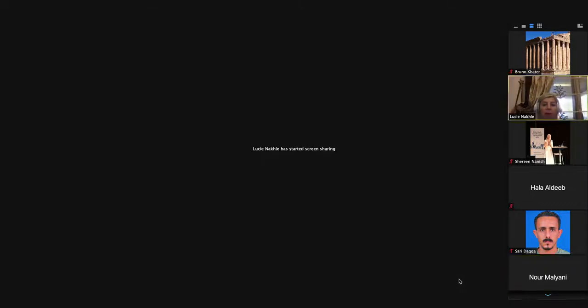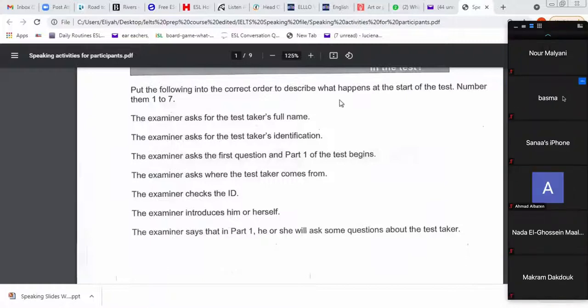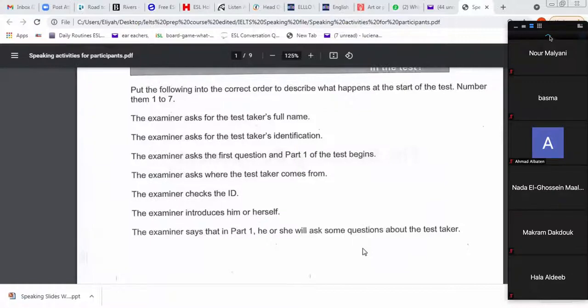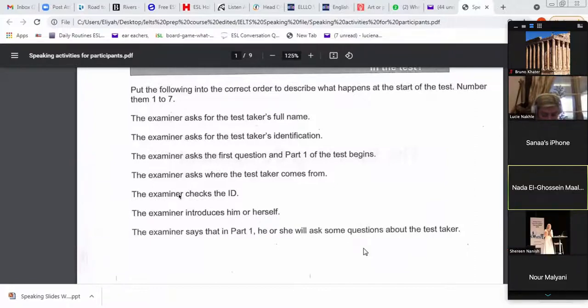Okay, guys. So first, the examiner introduces himself or herself. Then they ask for the test taker's name, and then what happens afterwards? Check the ID. Before they check that, they ask for the ID, then they check the ID, and then what happens? From where he's coming. Absolutely. Can you tell me where you're from? And you can say, for example, Jordan, Lebanon, Beirut, whatever.